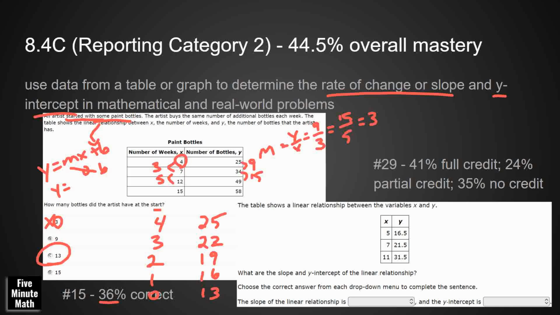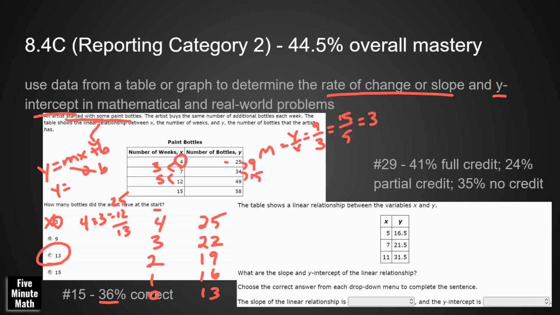Or you could have just said I need to go back 4 times. That's 12. Take that from my 25, which is the closest we have, and that's going to get you your 13. Either way, you got 36% of your students getting C as the correct answer.